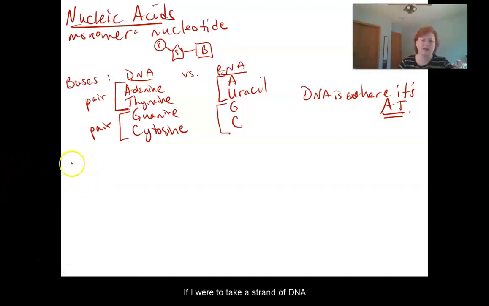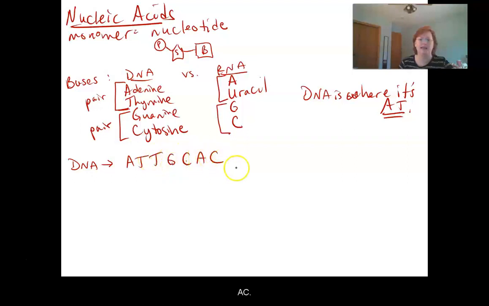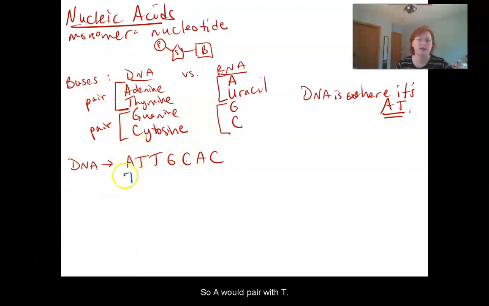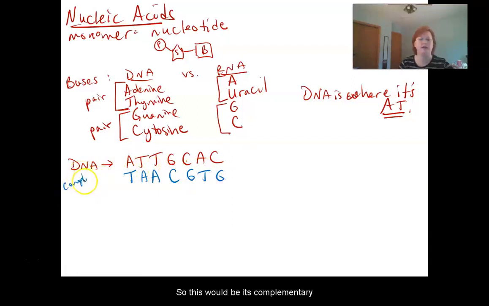If I were to take a strand of DNA and let's say the bases are A, T, T, G, C, A, C, you should be able to give me the complementary strand that would occur when I'm replicating this DNA. So you're going to use your base pairing rules. So A would pair with T, T with A, C, G, T, and G. So this would be its complementary strand.